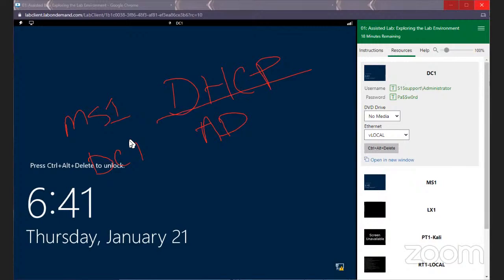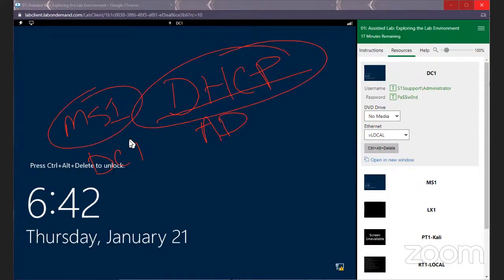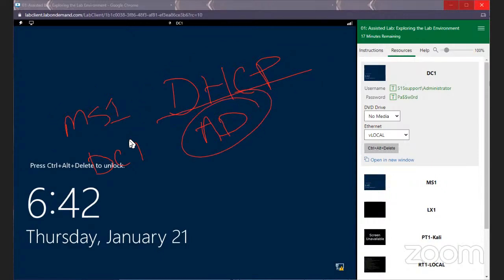These are services that you can install on your servers. Remember, a server is just a piece of hardware. It's these boxes, you store them in server racks. They're inside of data centers. They may be in a closet somewhere, but you can install these services on the server. One of the servers has DHCP installed on it. That's the MS1 server. The other server has Active Directory installed on it, DC1, the guy up here.